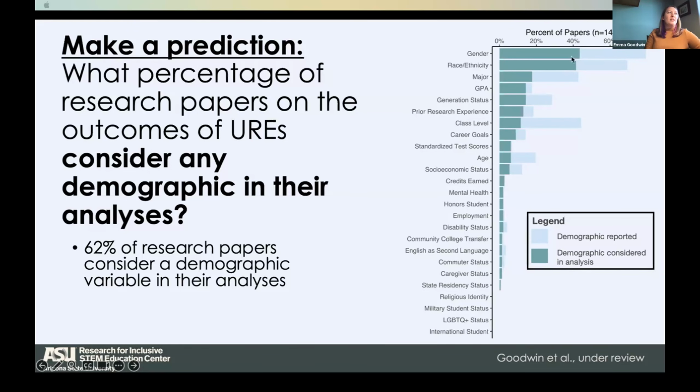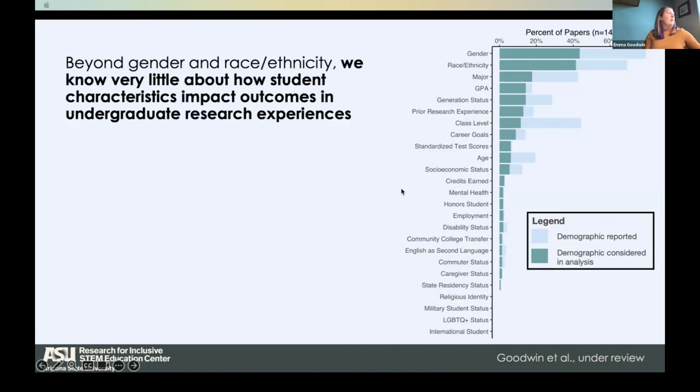So these green bars can show you that just over 40% of papers are considering gender and race and ethnicity in their analyses. But when we consider all of these other demographic variables, we can see that we almost know nothing about the experiences of, say, students with disabilities in undergraduate research experiences, or LGBTQ students in undergraduate research experiences. So there's a lot about student identity and research experiences that we still do not know. So we know very little about how student characteristics can impact outcomes and research experiences.